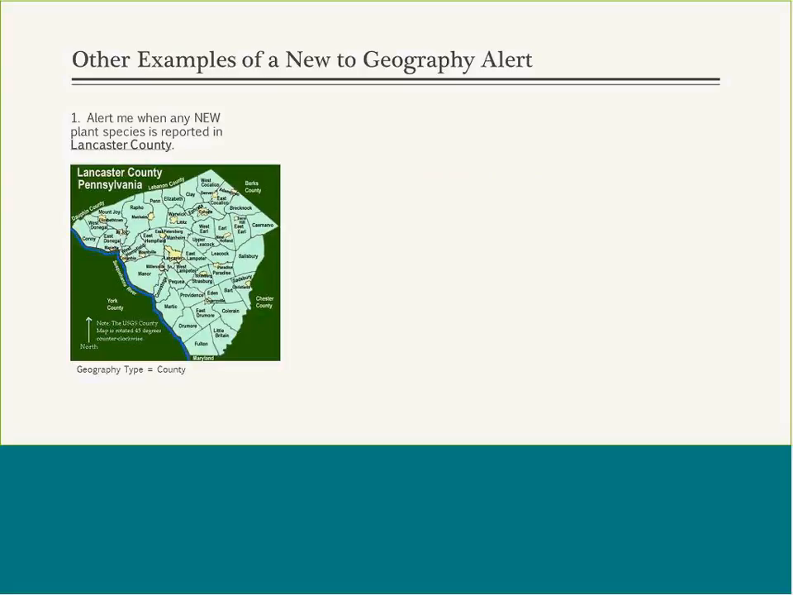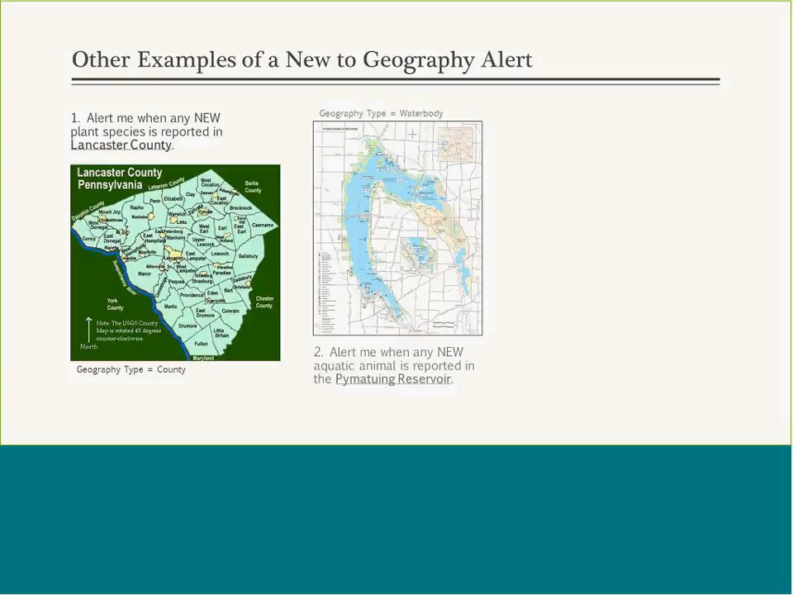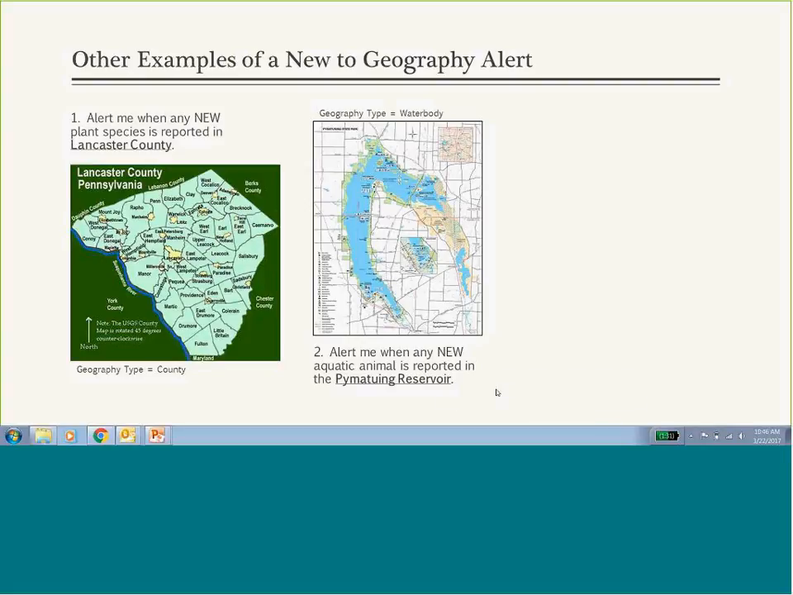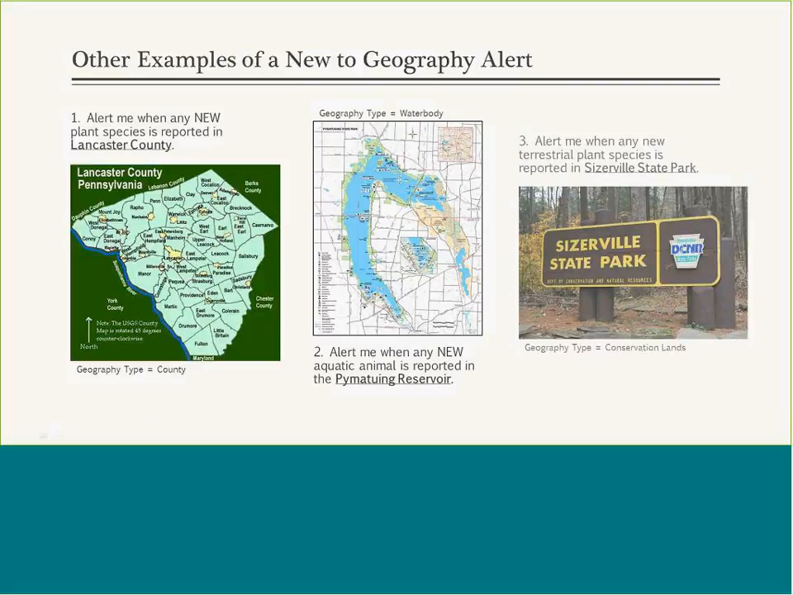Another example for a new to geography alert would be to alert me when any new aquatic animal is reported in Pymatuning Reservoir. You may also alert me when any new terrestrial plant species is reported in Sizerville State Park.